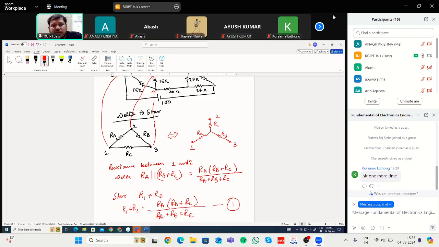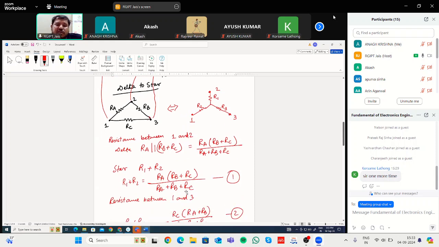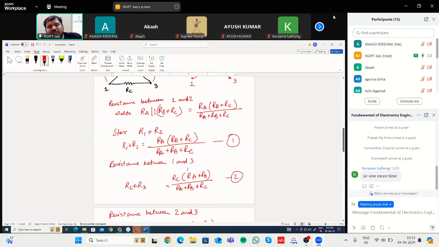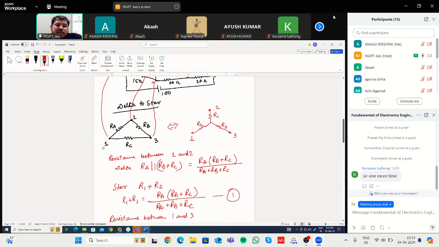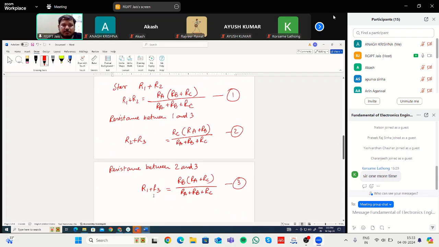So since these two circuits or configurations are equivalent, that's why we can equate R1 plus R2 is equal to RA multiplied by RB plus RC divided by RA RB. Similarly, we are doing the same operation for terminals 1 and 3, terminals 2 and 3. For that, we have written.